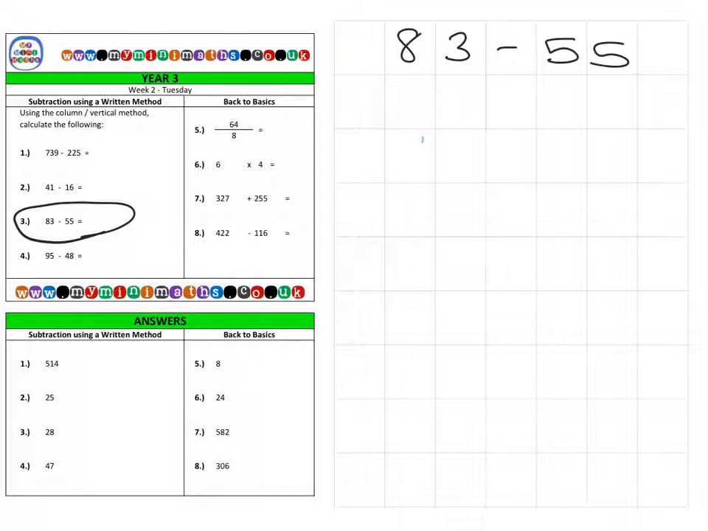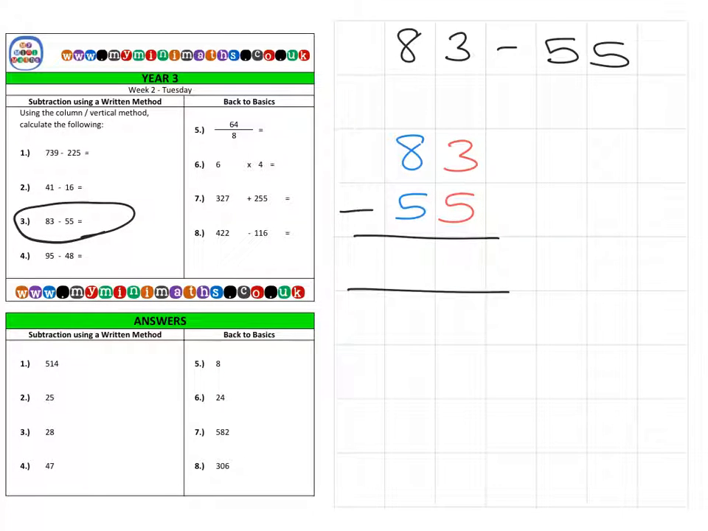So here we go. We have 83, and we're going to take away 55. So starting off with the units, we're going to take 3 apples and take away 5 apples. Well, clearly we can't take 5 away from 3, it's too many. So what we're going to do, we're going to borrow a 10 from the tens column. That leaves us with 7 for 70, and bring that extra 10 over here to make 13.